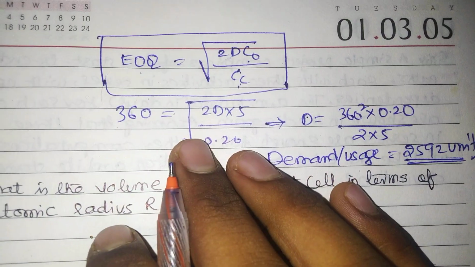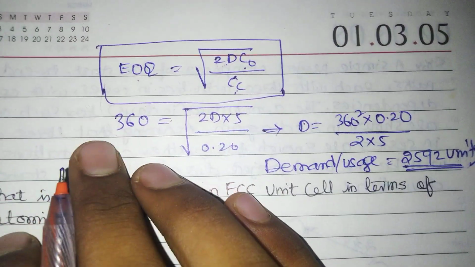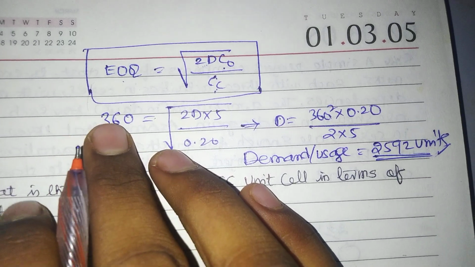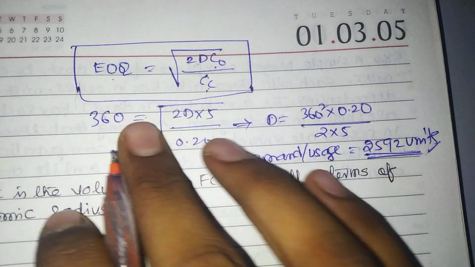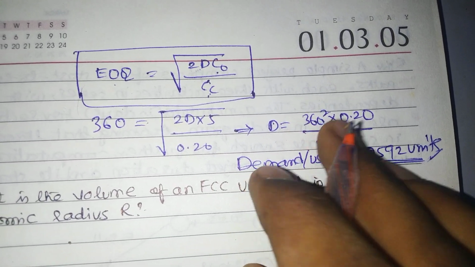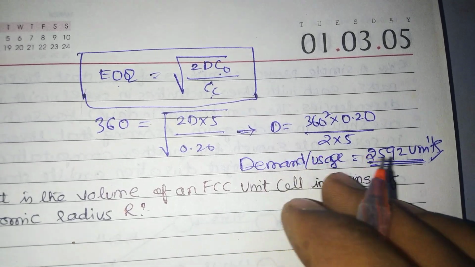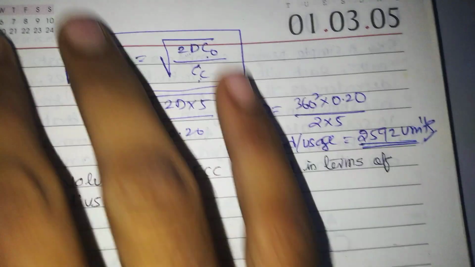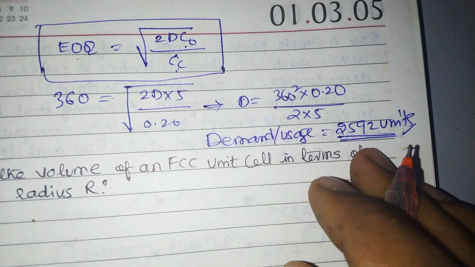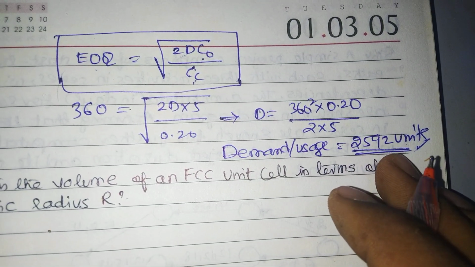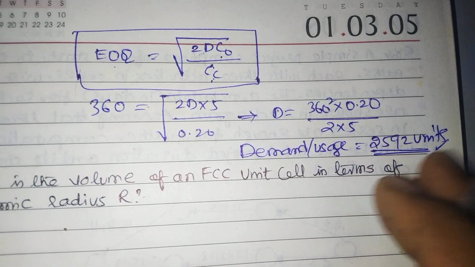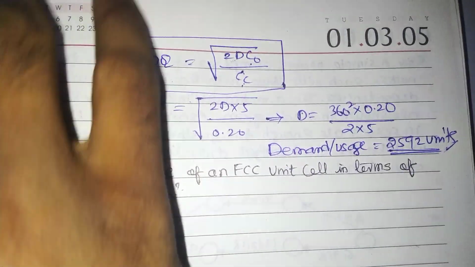After substituting in this formula, the square root goes away, so 360 gets squared, and we do the cross multiplication. Demand or usage is nothing but D. So we get the answer as 2592 units. This is the answer. It is very simple. Thank you, and we go for another question.